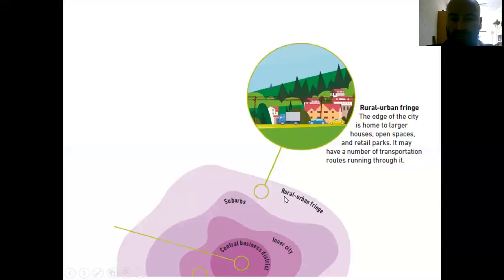And finally, we have the rural urban fringe. Some people don't know that this area also belongs to the city. This is where some of you have your farms. If your family or yourselves have a farm, a granja, it is located outside of the city. This is also part of the city, okay?